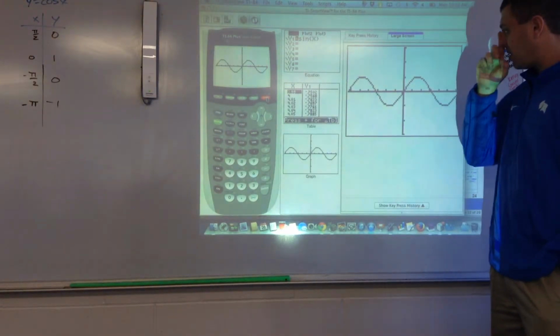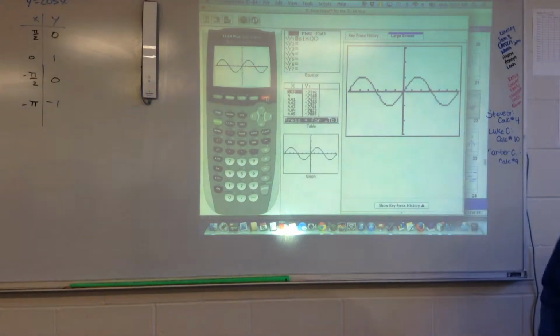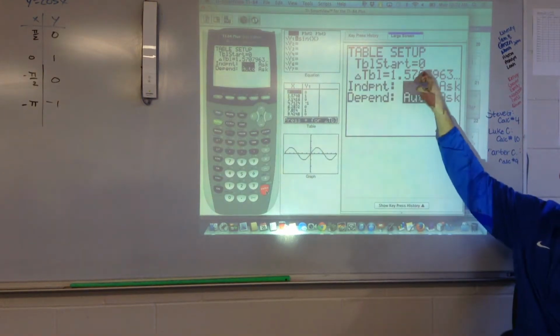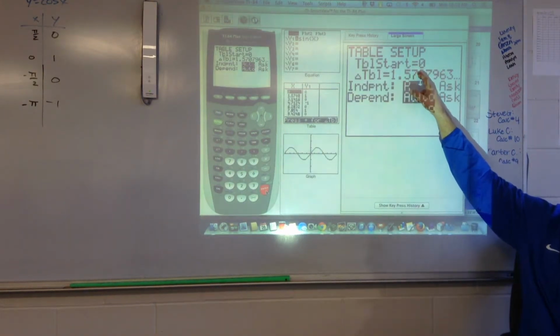Also, if you really get good at these, you can even use a table of values to confirm a couple things. Go to your table setup, it's above window. Let's start our table at 0. And again, what did we count by in the x direction? Pi over 2. So let's tell it to count by pi over 2. Keep it on auto. So table start is 0, and this is pi over 2, 1.57, half of 3.14.